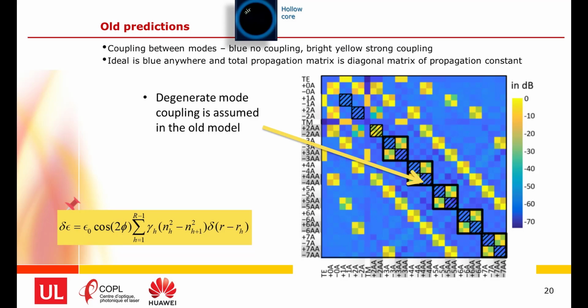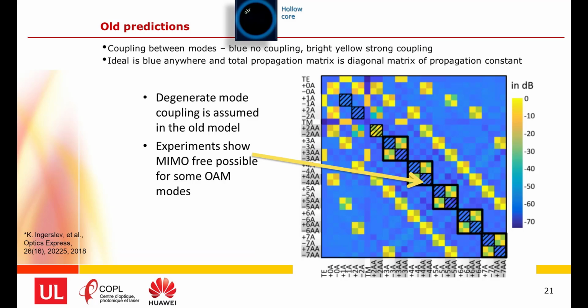First of all, I put these hash marks because on the diagonal, we assume that the anti-aligned and the aligned modes are degenerate, and it's not actually examined at all in the model, it's just assumed. And so we assume that there's complete degeneracy within these. But of course, that contradicts what we've seen in experiments, that in fact, MIMO-free transmissions were possible. So clearly there's a need for a better model in this regard.